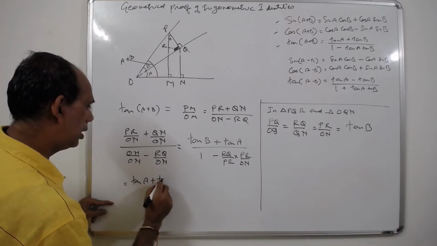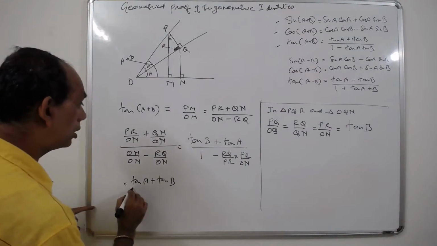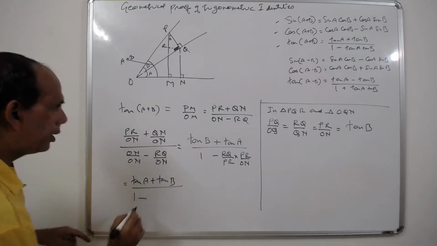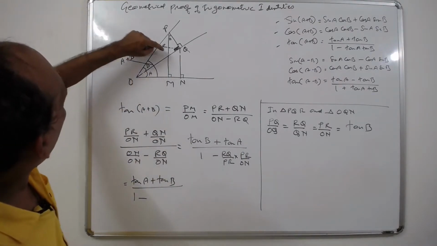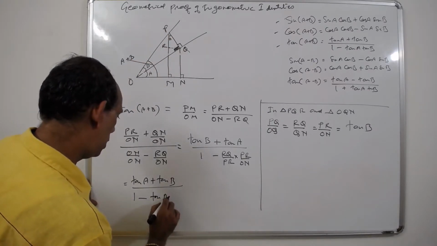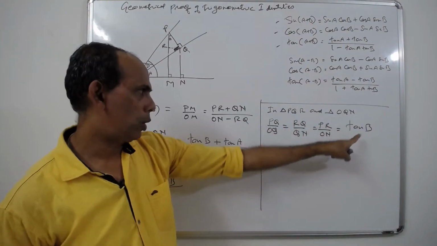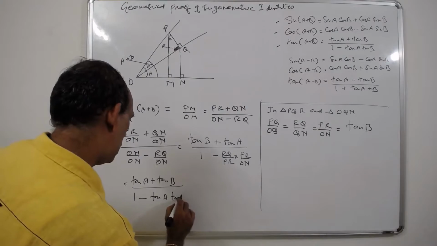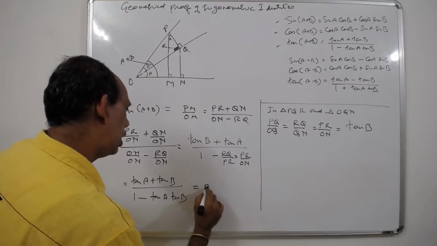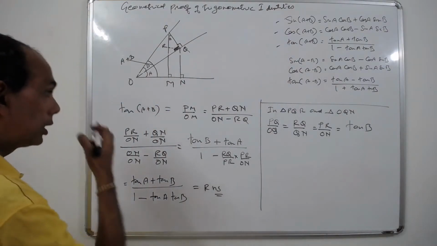10A plus 10B. I am writing this because it has to match the third identity. So 1 minus RQ upon PR. RQ upon PR is nothing but 10A. What is PR upon ON? Again it is 10B, right? So I can replace there. So that becomes 10B. So this is my RHS. So we have proved the third identity, right? So the third one is proved.